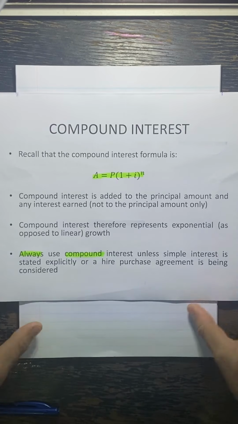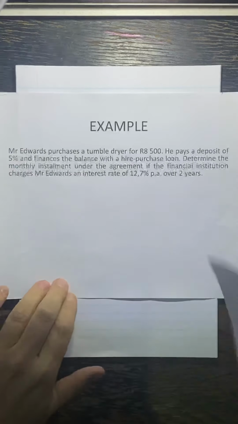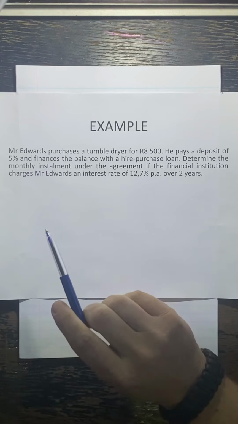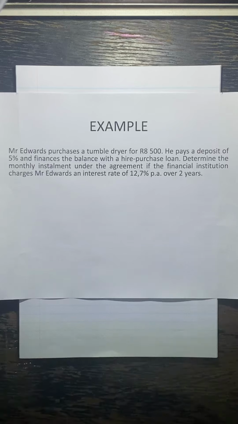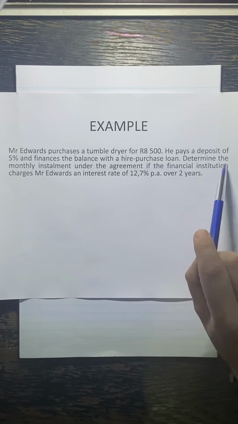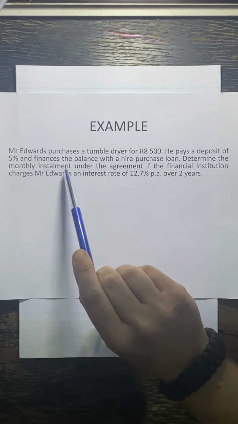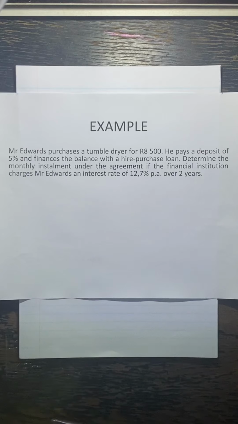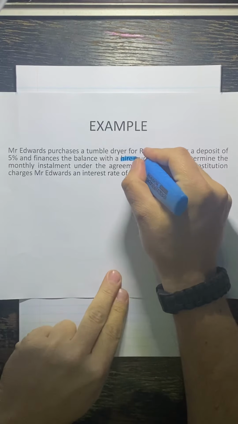Right, going on to some examples here. So example one, it says Mr. Edwards purchases a tumble dryer for 8,500 Rand. He pays a deposit of 5% and finances the balance with a hire purchase. So remember, hire purchase is simple interest. So we know we're going to be using the simple interest formula.